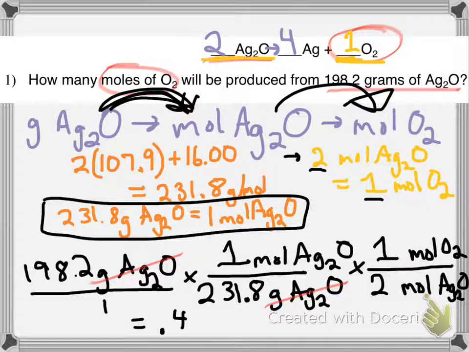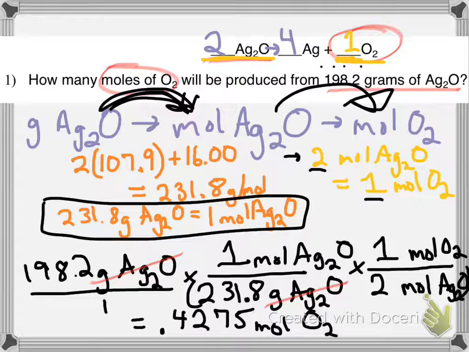And I'll round to 4 significant figures because that's what I'm given here. 1, 2, 3, 4. So that's 0.4275 moles of oxygen. Now, if you feel like you got all this, but when you put it in your calculator, the right answer isn't coming out, what I would recommend is put your whole denominator in parentheses.